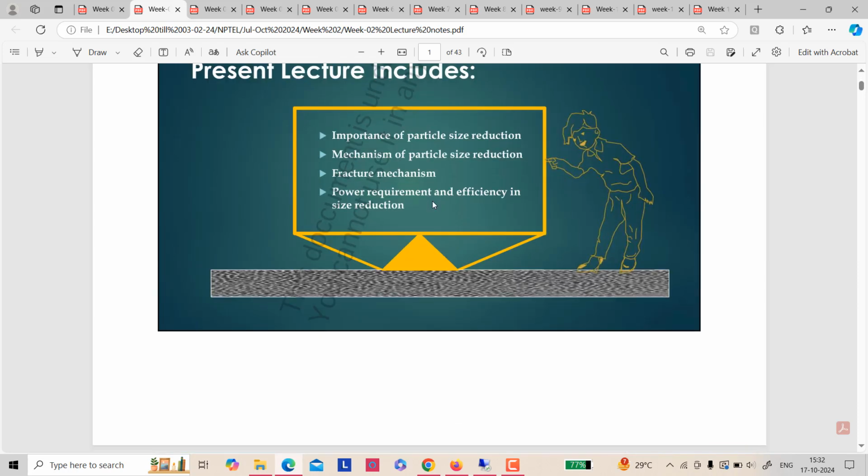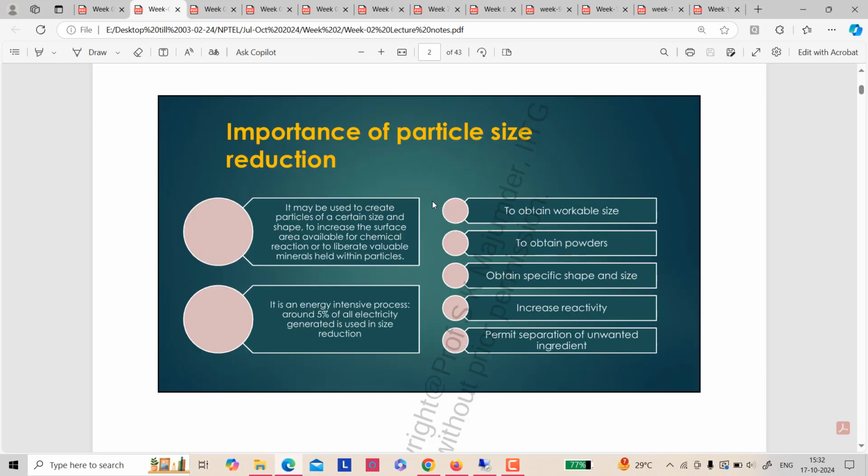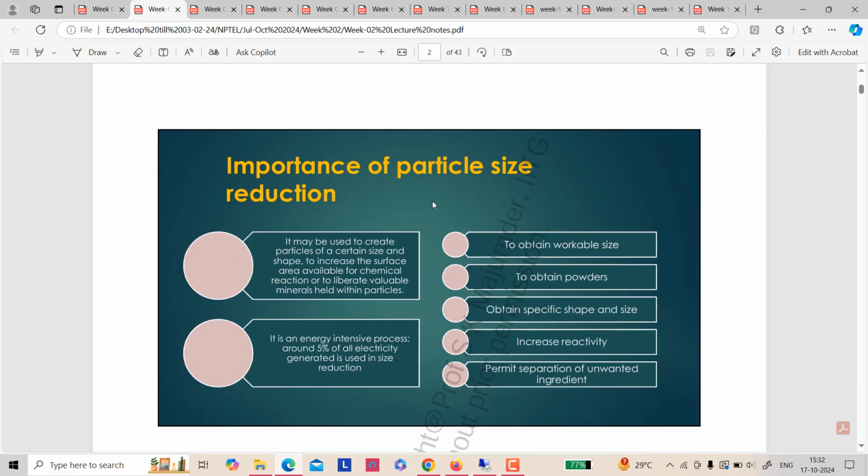Next is the importance of particle size reduction. So why do we need to reduce the particle size? To obtain a workable size, to obtain powders, to obtain a specific shape and size, to increase reactivity, and to permit separation of unwanted ingredients. You know that when the particle size is reduced, its surface to volume ratio increases, right?